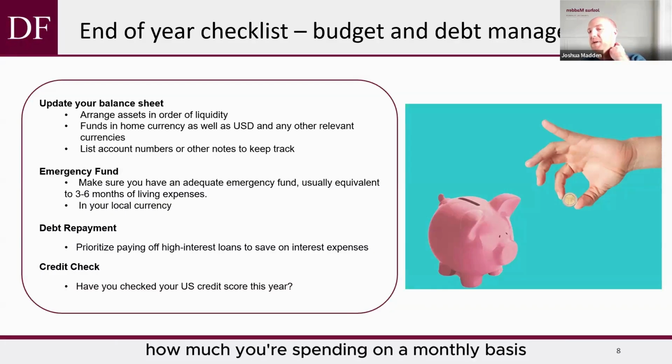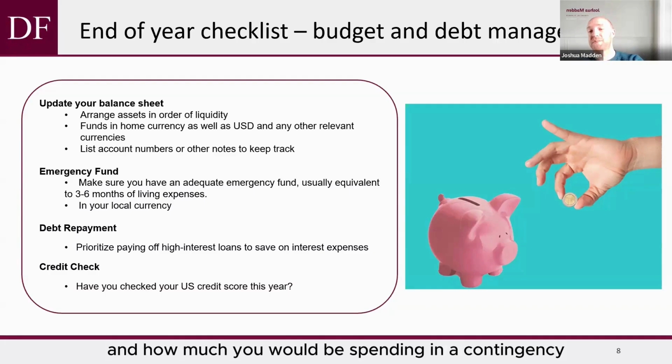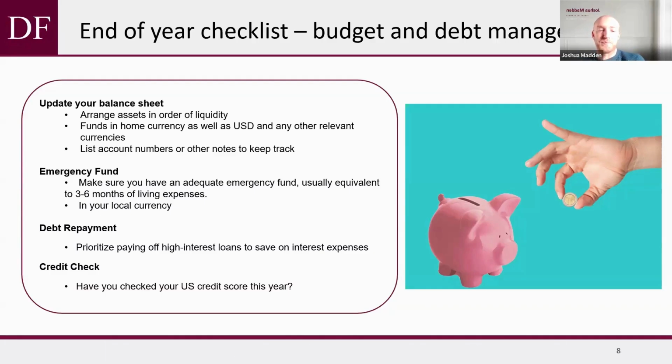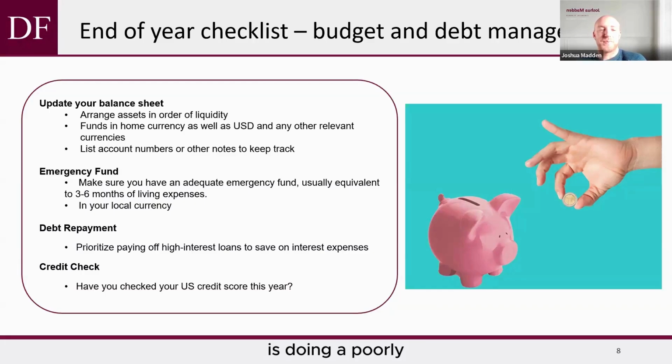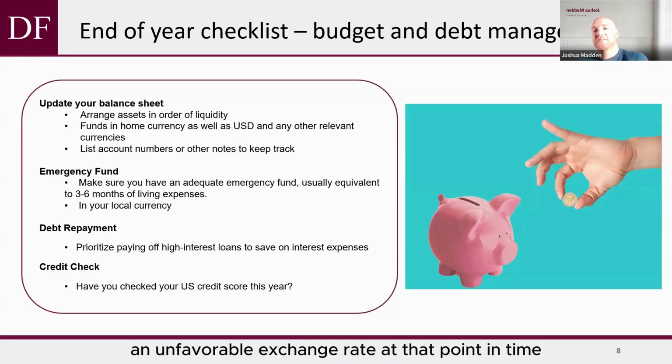So think about just how much you're spending on a monthly basis and how much you would be spending in a contingency and having that available, key being in your local currency. What you don't want to do is keep everything in the States because I know for many of us, there's more attractive high yield savings options there. But what it also means is you have that currency risk. And so if the dollar is doing poorly or it's just weakening against another currency, the last thing you want to do is have to pay currency conversion fees and deal with an unfavorable exchange rate at that point in time. So it's really just about mitigating and removing the currency risk where possible.